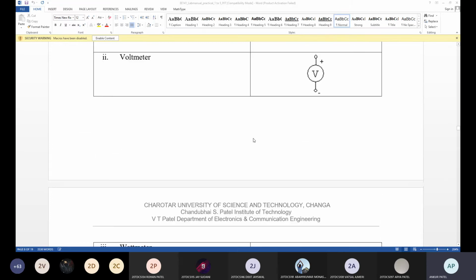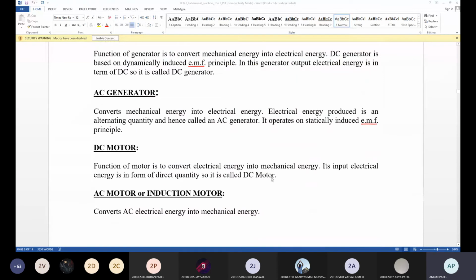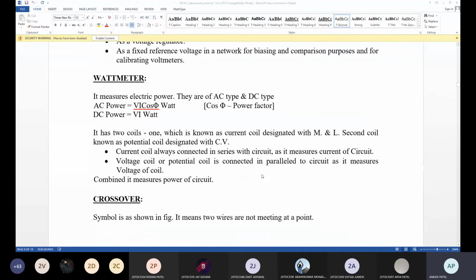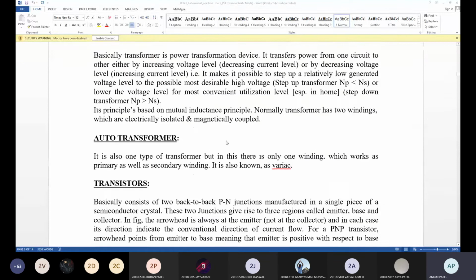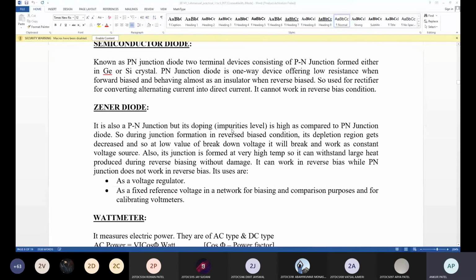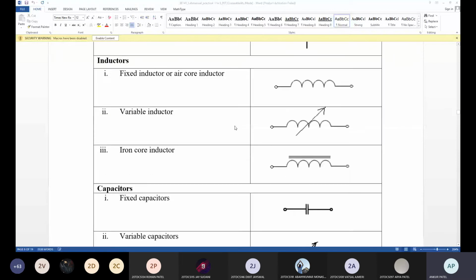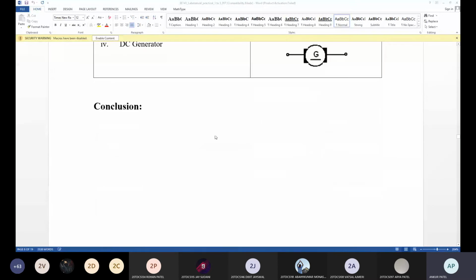You can see the symbols are already drawn here, and the function of all the symbols is given here. You can read it in your free time. You will be asked in practical examinations about any symbols or their functions, so you just need to remember them. No need to write this theory, it is already given in the manual. In the first practical, you just need to read it, and at the end, write what you have done as a conclusion. You can type it on the keyboard.